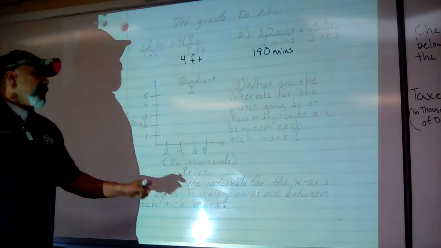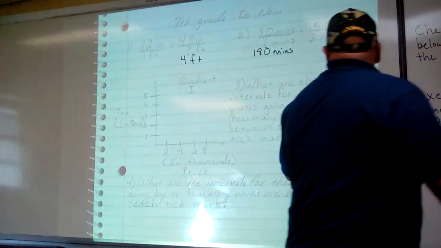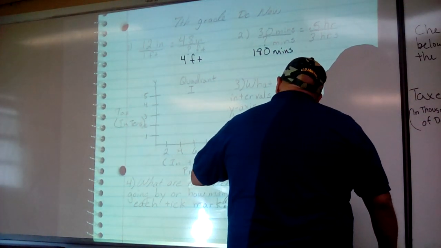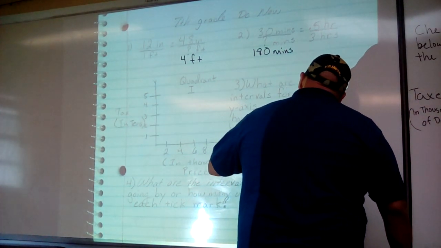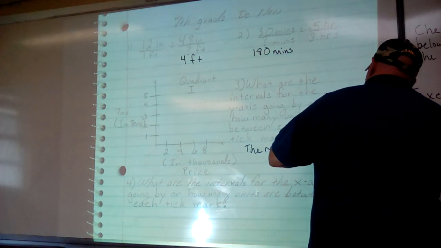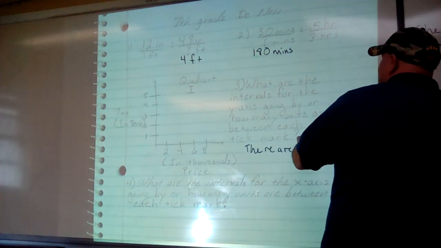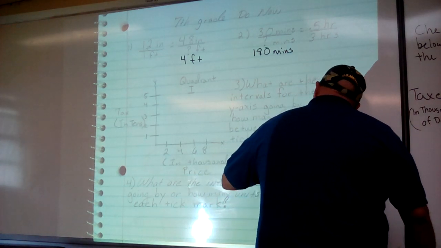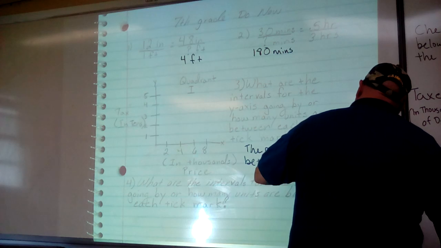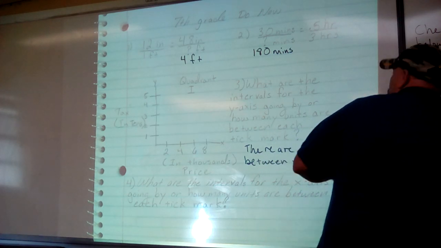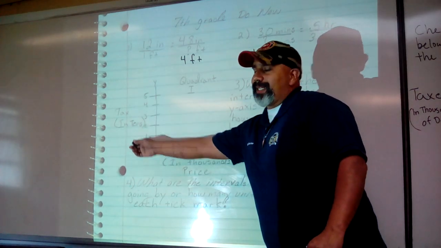It's going by 10. So when we see this written, we're going to write in a complete sentence: there are 10 units between each tick mark. Or the intervals are going by tens.